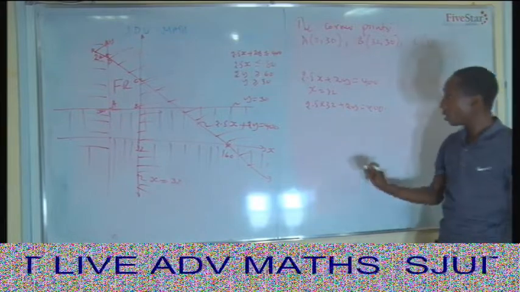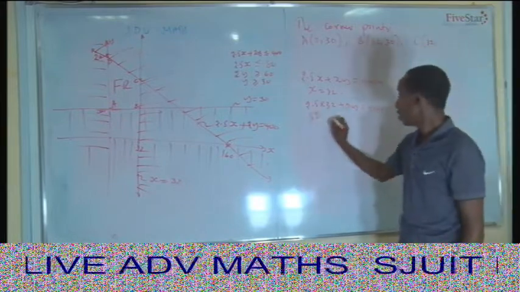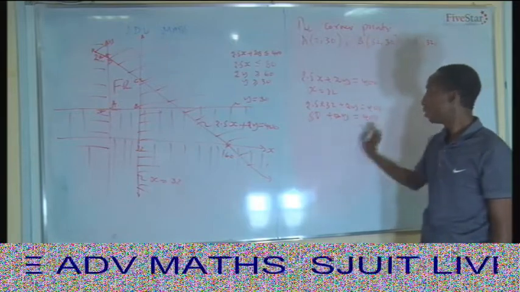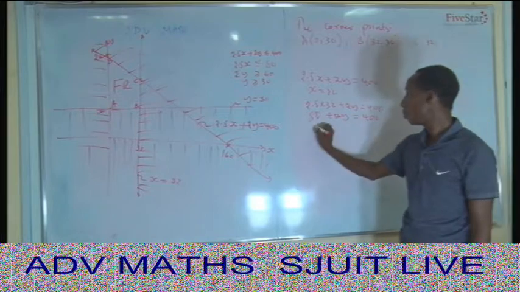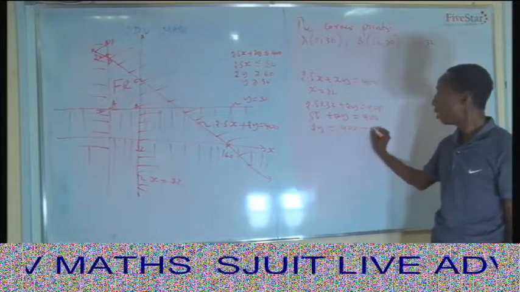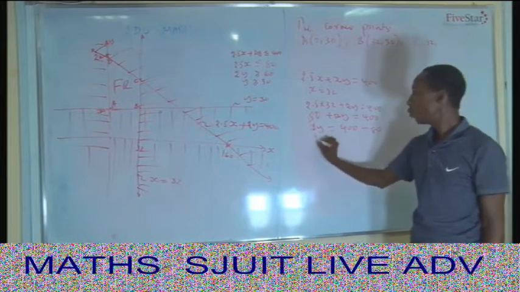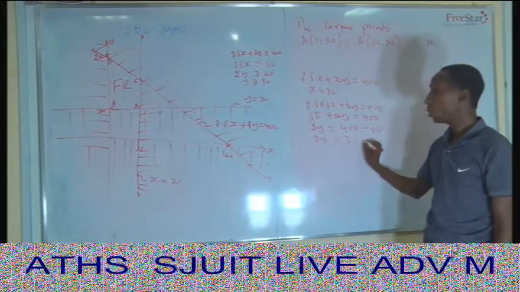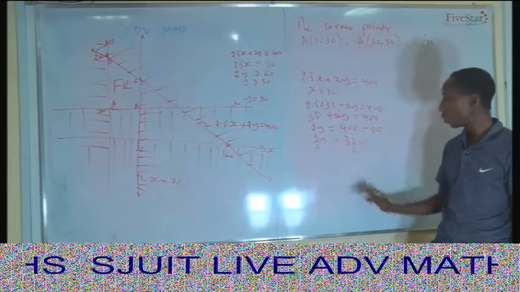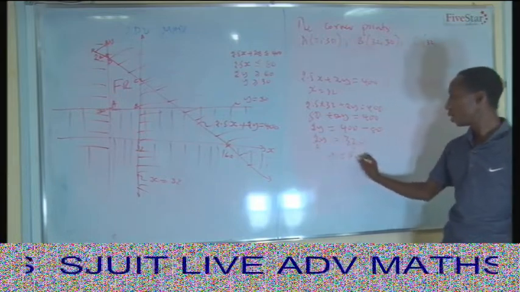The answer is 80. So I get 80 plus 2y equals 400. Taking 80 to this side, we have 2y equals 400 minus 80. So 2y equals 320. To get y, we divide by 2 throughout. So y equals 160.